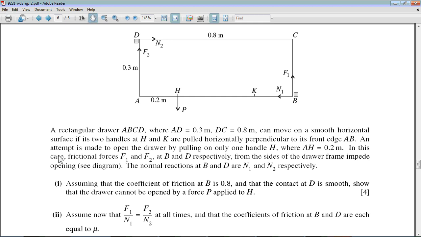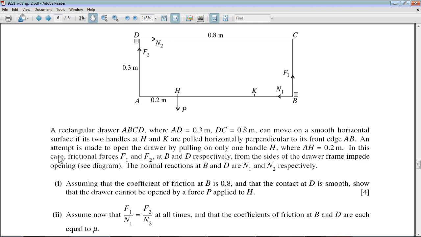An attempt is made to open the drawer by pulling only on handle H. In this case, frictional forces F1 and F2 act at B and D from the sides of the drawer frame, impede, which means prevent opening. So maybe a detail which should have been made clearer in the question, although it's probably clear: B and D, you see those two shaded squares on the top left and bottom right corners, they are part of what's called the drawer frame, and they of course would be fixed.